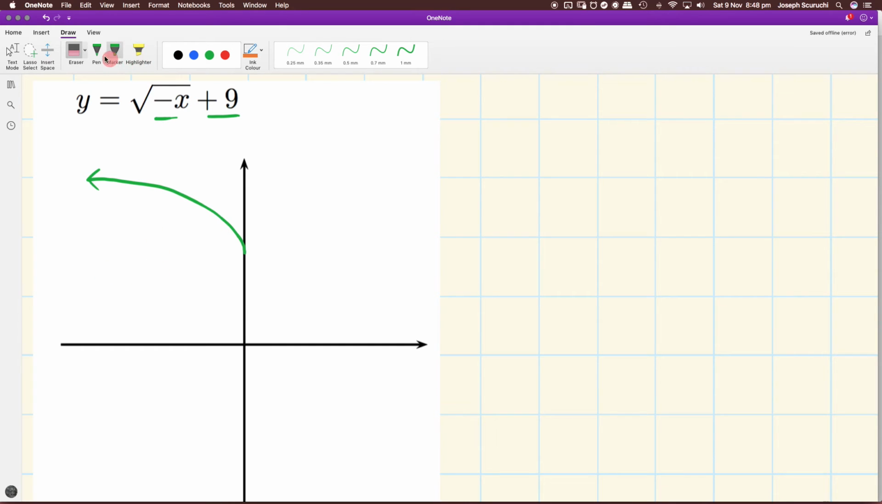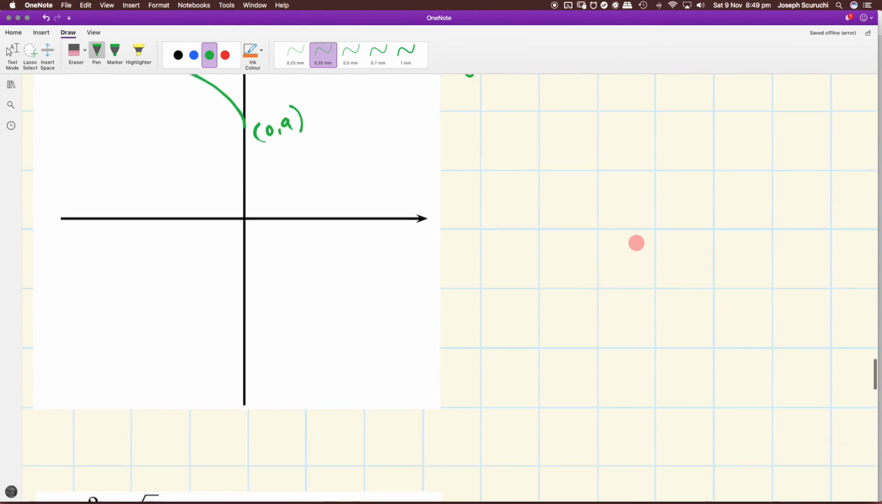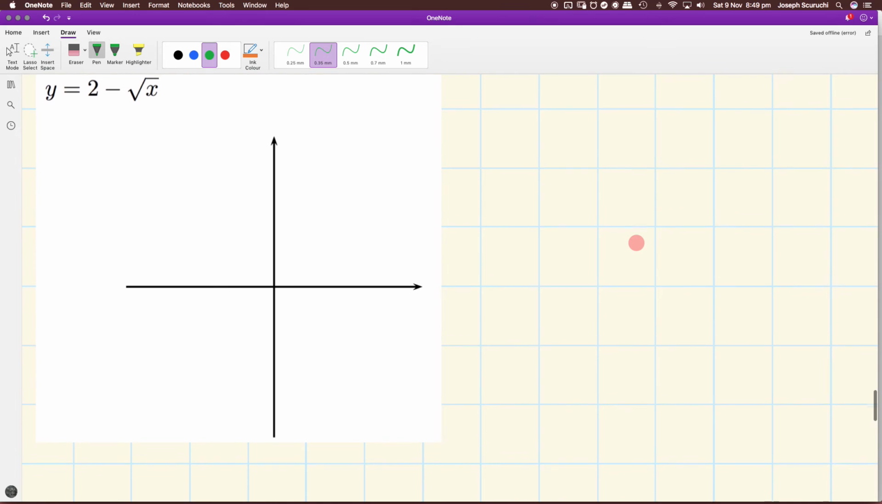I'm going to get rid of that. So here will be 0, 9. Perfect. We did that pretty successfully. And again, I would have to define it. So y is negative square root of x plus 9, where x is less than or equal to 0. Perfect. Let us keep on going to this one.